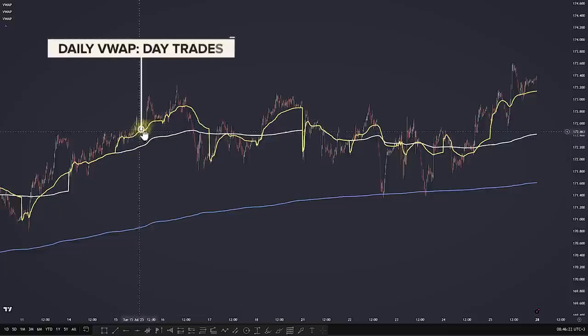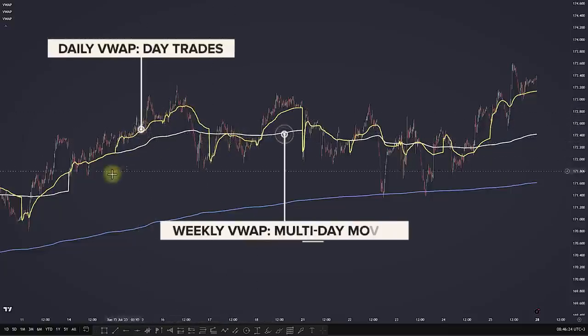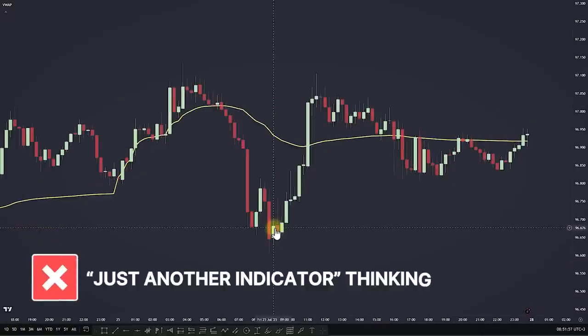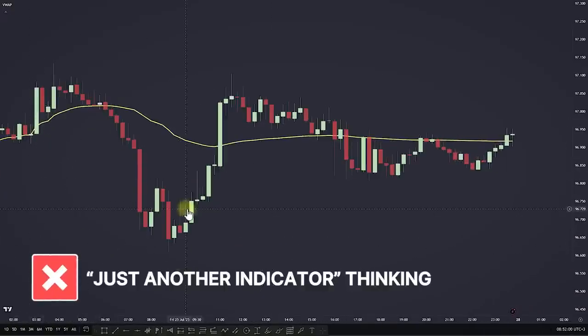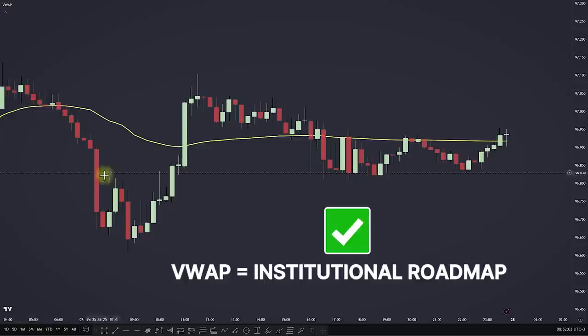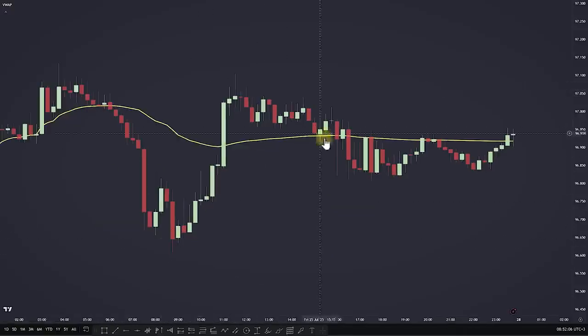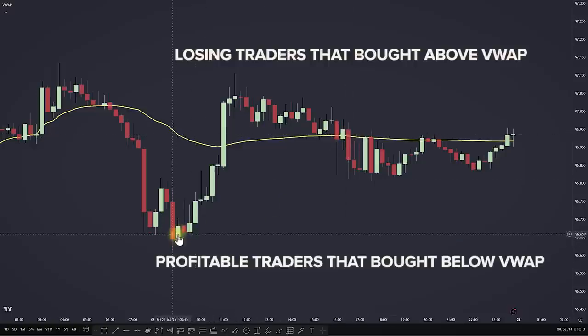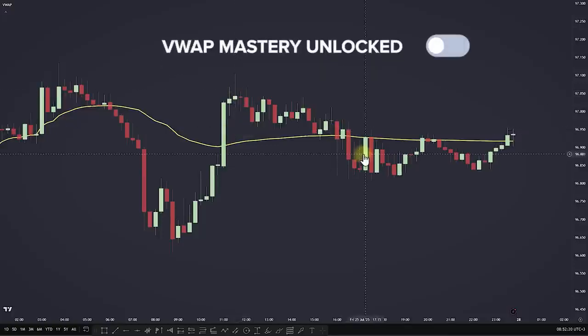Daily VWAP dominates your day trades. Weekly VWAP becomes magnetic during multi-day moves. Monthly VWAP acts like a massive support or resistance during trend changes. The mindset shift is this: stop seeing VWAP as just another indicator. Start seeing it as the institutional roadmap. Every time price approaches VWAP, you're watching a battle between traders who bought above it and are now underwater, and traders who bought below it and are protecting profits. Once you see VWAP this way, every price movement starts making sense.